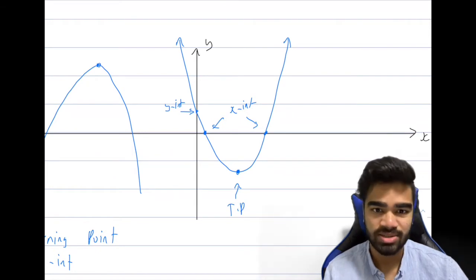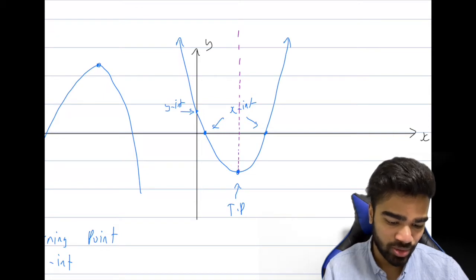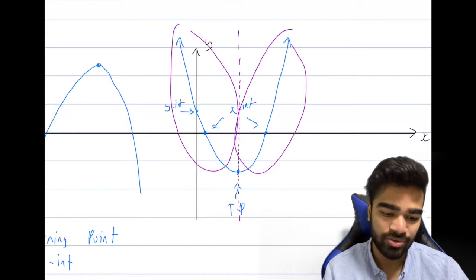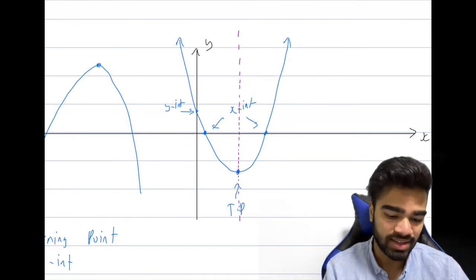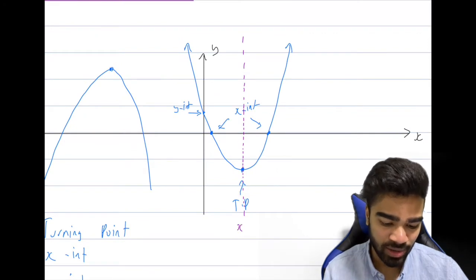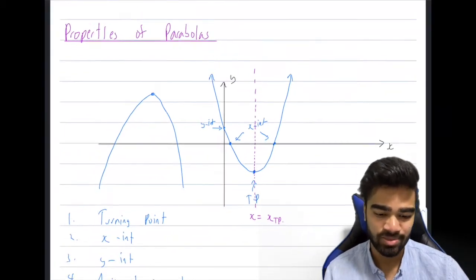So what is the axis of symmetry? The axis of symmetry is the line you draw straight through the x-coordinate of the turning point. The graph on the right is symmetrical to the graph on the left of that line. It's symmetrical about that straight line. So this has the equation x is equal to whatever the x-coordinate of the turning point is. Again, we'll look into more detail on that when we start sketching.